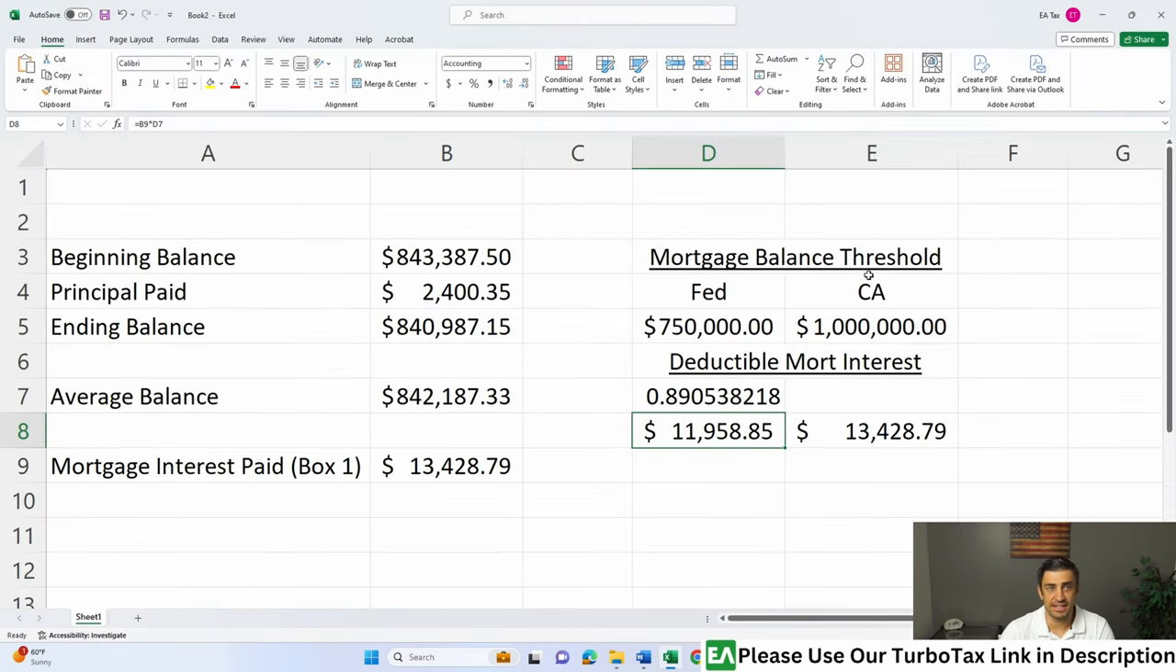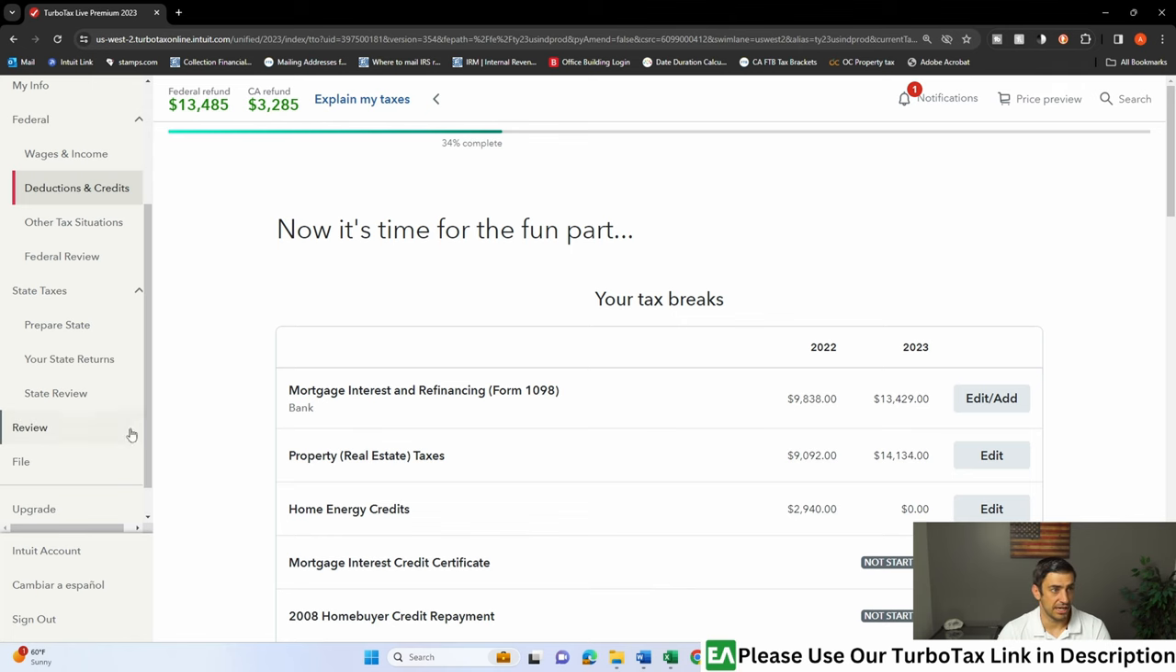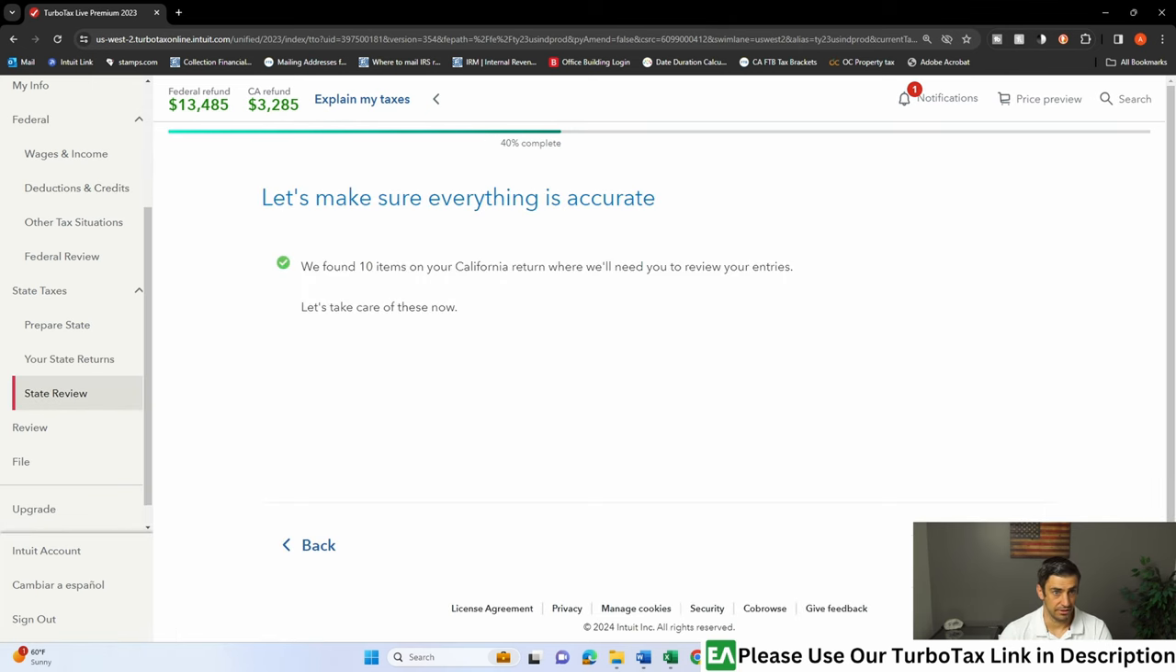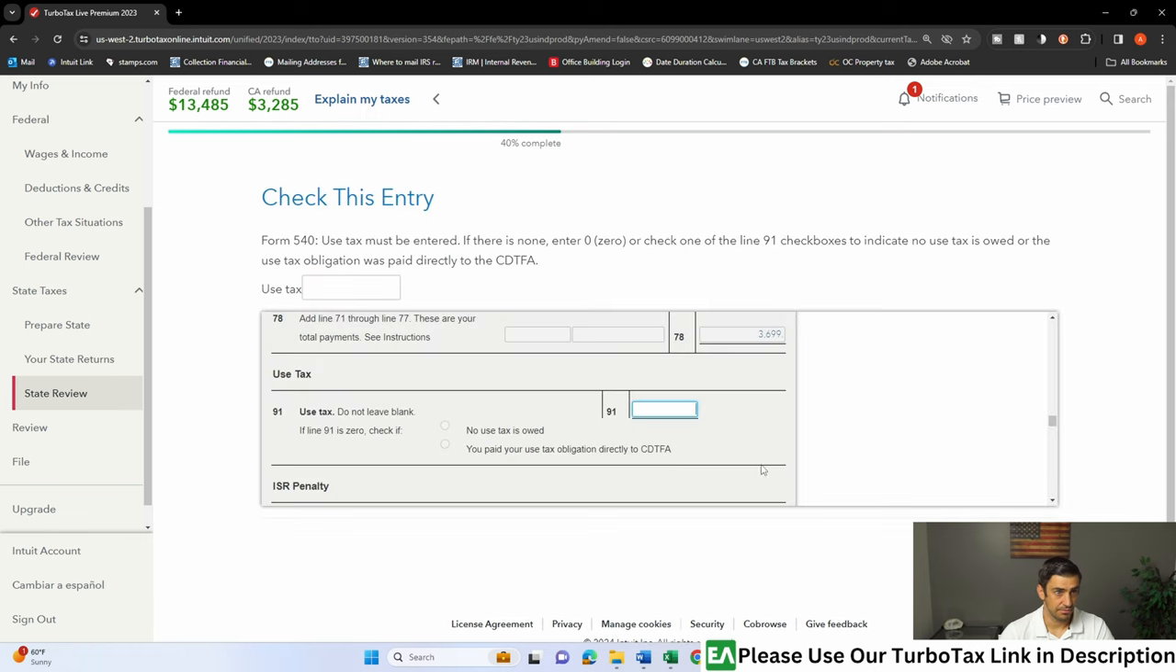Now, for the state side of things, at least with California, the threshold is at $1 million. We're not obviously at $1 million, so we can get that full $13,000. Let's take a look at that. All right, on my TurboTax, I'm going to click that state review button over here and go through this stuff here. Let's see what's going on.